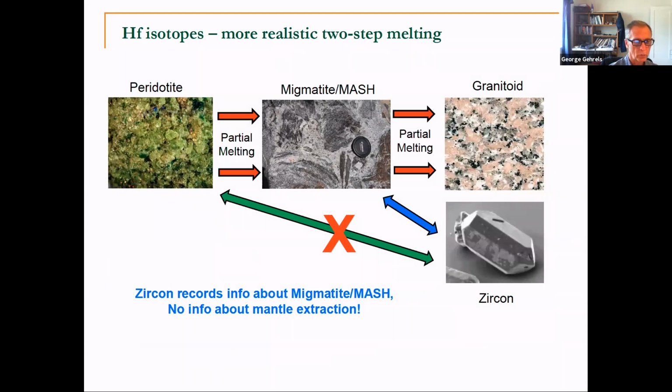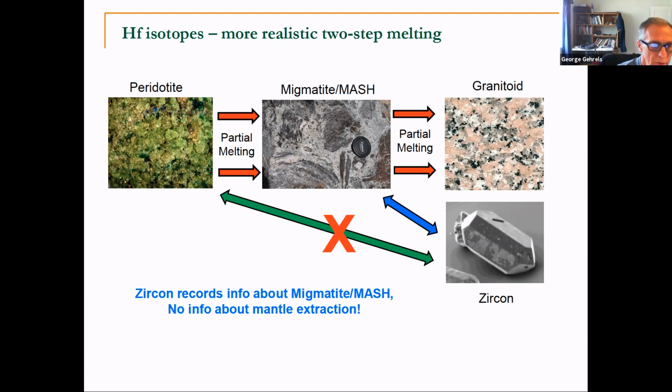So the green line is what you can't do. What you can't do is look at the zircon hafnium isotopes and say something about what was taking place in the peridotite. All that zircon tells you about is what's going on in the granitoid and the parent rock, the source material for that granitoid, that migmatite. But that migmatite is hugely complicated. There could be lots of different peridotite melting events to create that migmatite. So the zircon doesn't tell you anything about mantle extraction.